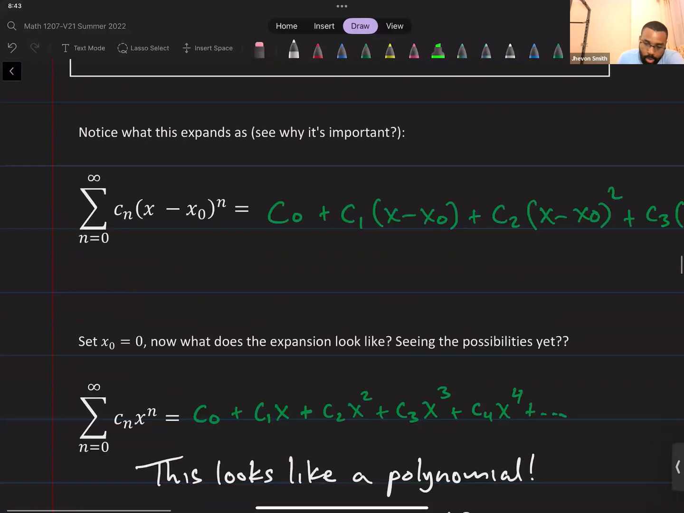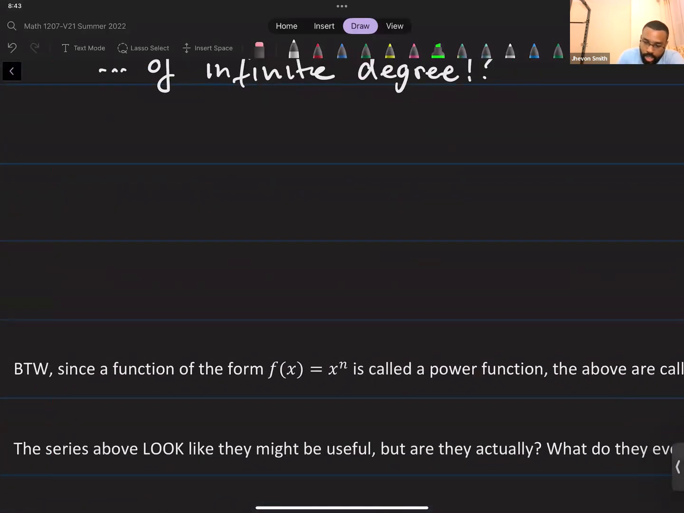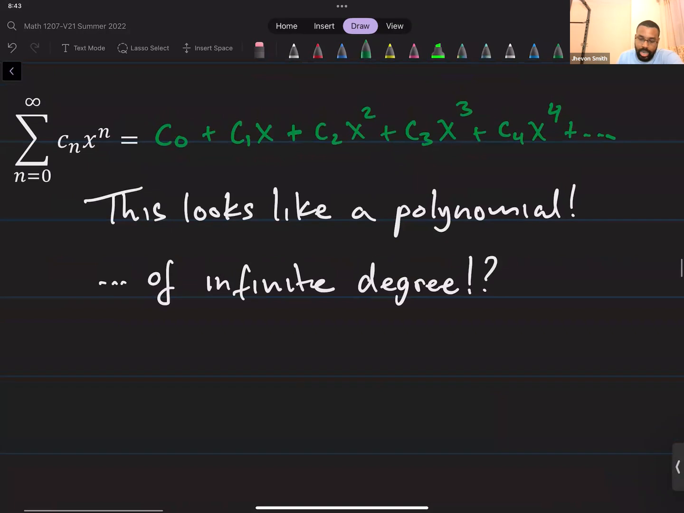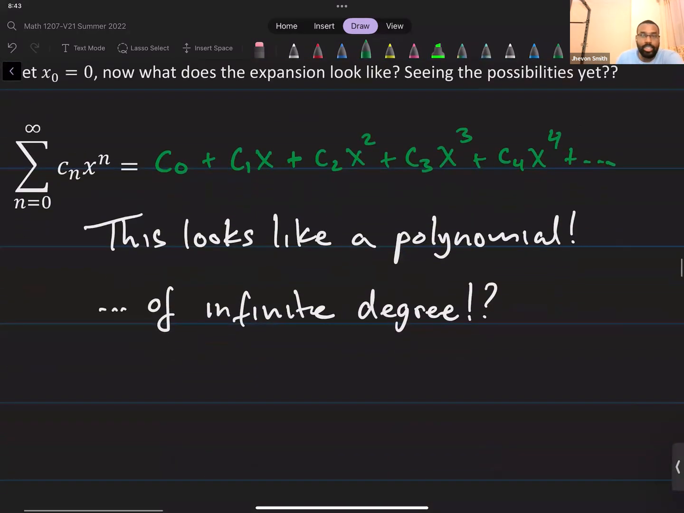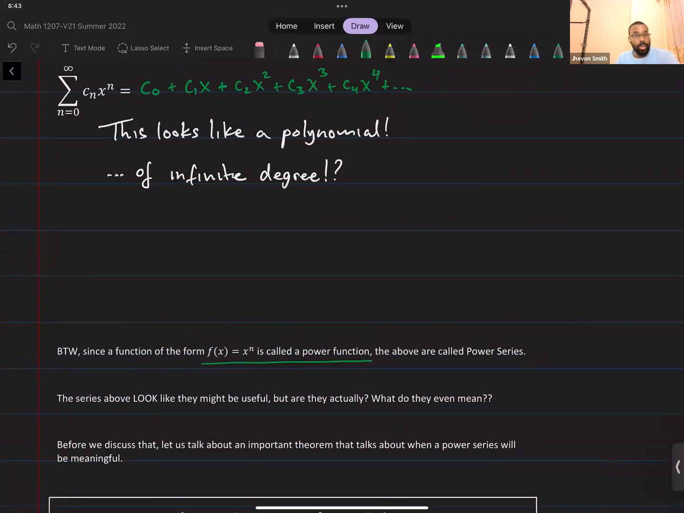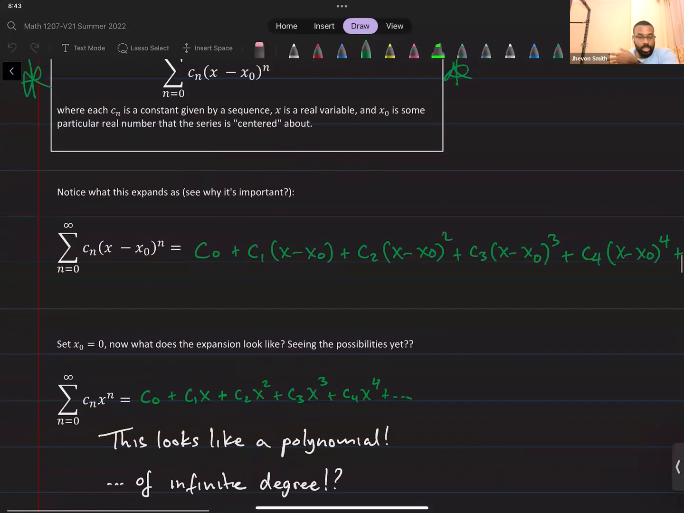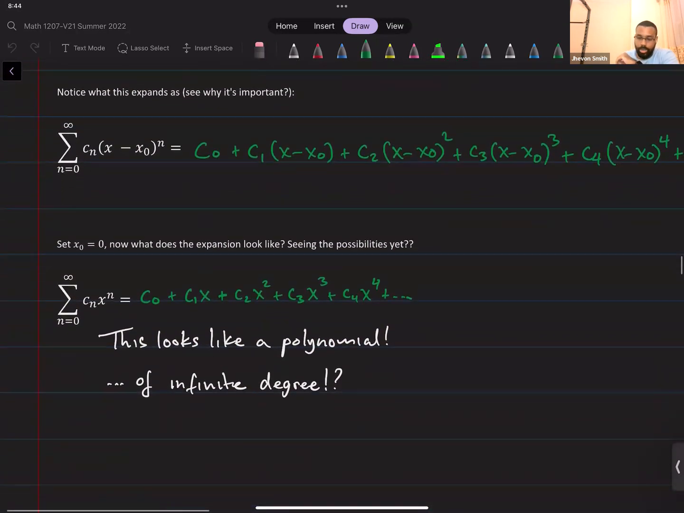Now, the name power series comes from the fact that x to the n is called a power function. Right, that's just the name of it, because it's x to a power. And because it's a series that looks like a sum of power functions, we call it a power series. So that's where the name comes from. Okay. Now, power series are basically series that look like polynomials. They're infinite degree polynomials. And we're going to talk about some consequences of that soon.